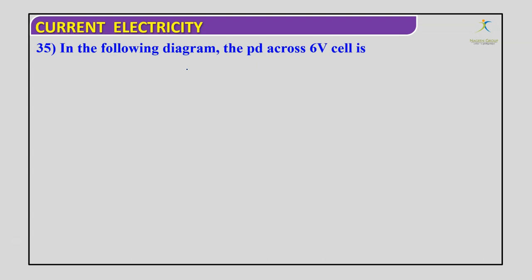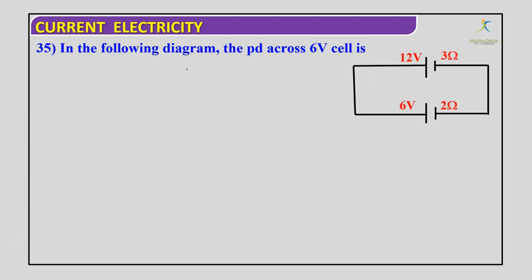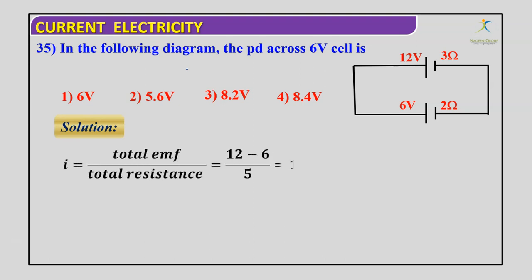In the following diagram, the potential difference across the 6 volt cell is? We have these options. Moving ahead with the solution part. So, I equals total EMF divided by total resistance. We get the value of I. We know that V equals E minus IR2. We put all these values together and get the value of V. Hence, from this, we can say that V equals 8.4 volt. According to this, the correct option is option 4.